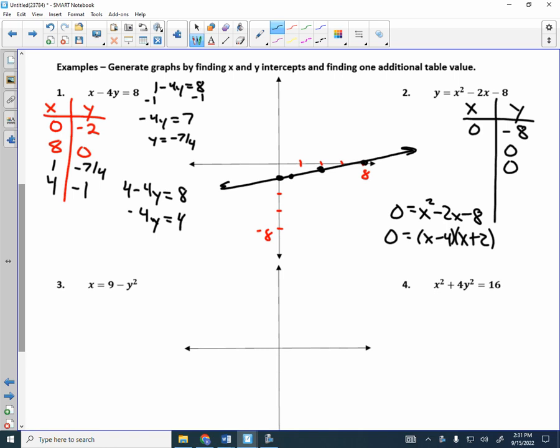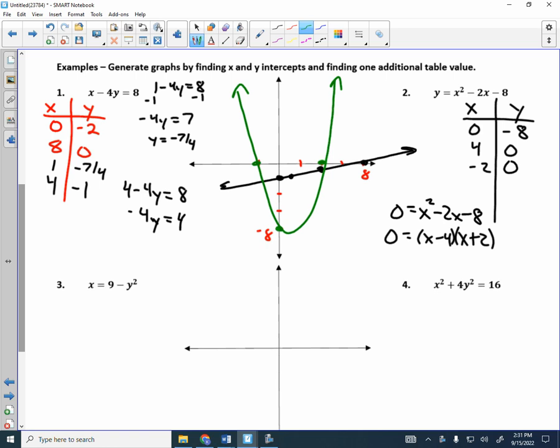So what are your solutions? Positive 4 and negative 2. So in this situation, we come up with more than 1 intercept. I plot negative 8 for the y value. I plot positive 4 for an x value. I plot negative 2 for an x value. So you can see we get a parabola.